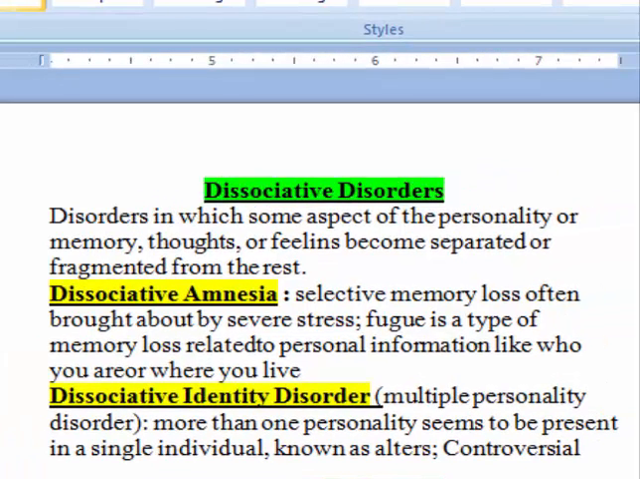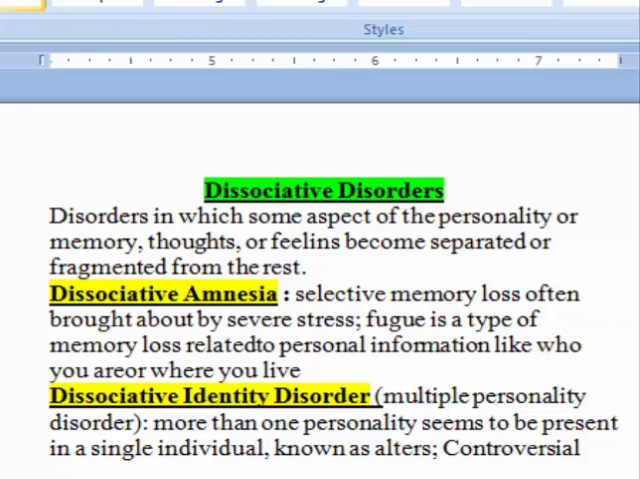Another category then are dissociative disorders. A dissociative disorder is a disorder where some aspect of your personality or your memory, thoughts, or feelings become separated or fragmented from the rest. So to dissociate is sort of to break away. All right, so that's the general explanation of the category itself. There are really only two that you might need to know. Dissociative amnesia, which is selective memory loss often brought on by severe stress. Fugue is a type of memory loss related to personal information, like who you are or where you live. So that's just a word to know.